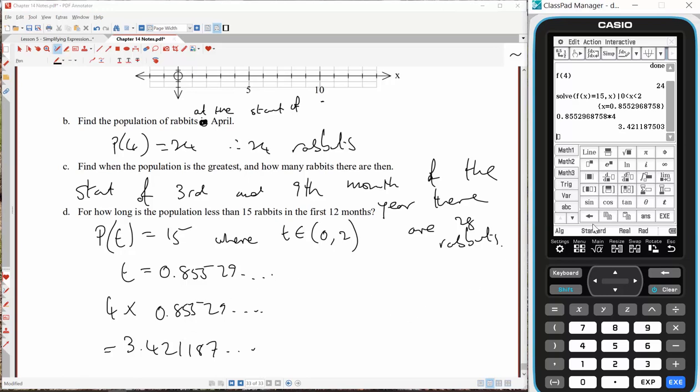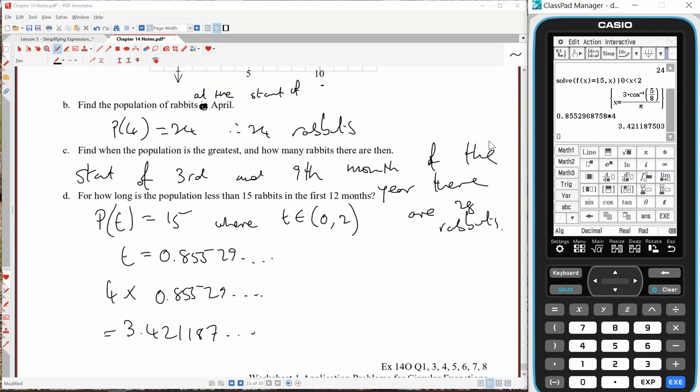I mean, if we look at this, if I try to drop this into standard, then yeah, you can see there that's still an approximation of the standard anyway. So we're not going to get the exact value here. So we do want the decimal approximation. And so let's just make a correction: for how long, correct to 1 decimal place, is the population less than 15 rabbits in the first 12 months. So therefore 3.4 months it would be to 1 decimal place.